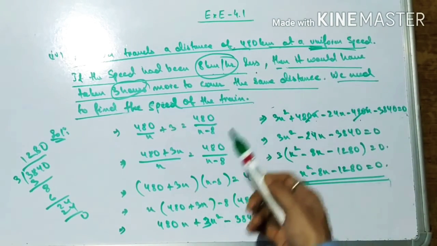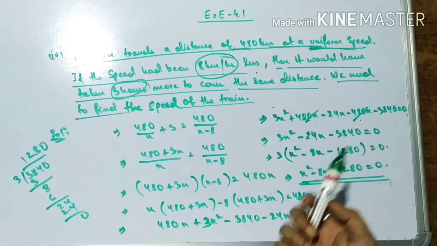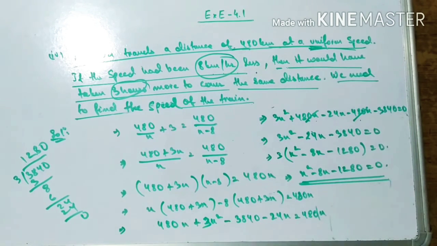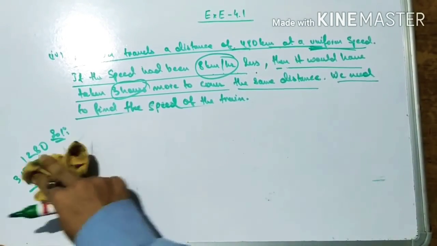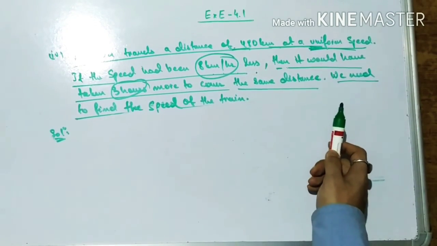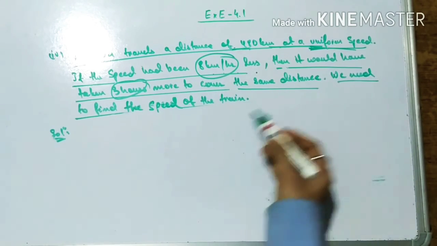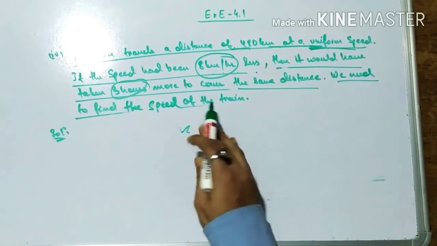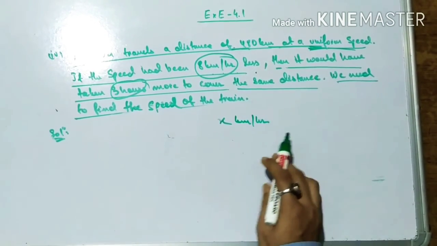In here, the speed of the train I have taken as x. In there, they have taken as u. You can take u or you can take x, your choice. So one more time I am doing a revision of this problem. Here it is saying that a train is traveling a distance of 480 kilometer at a uniform speed. So let the speed be x kilometer per hour, or u kilometer per hour, you take it.